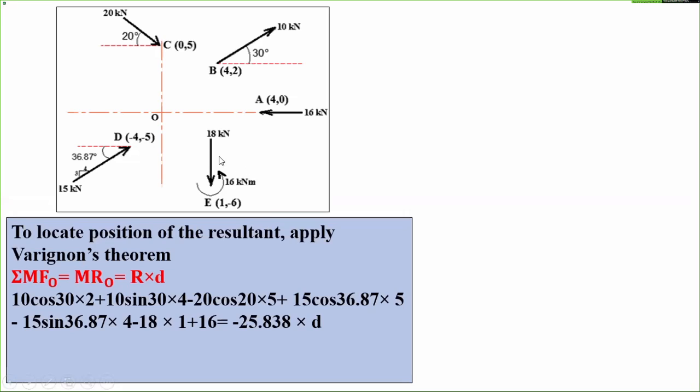That's why it is minus 18 into 1. And in a hurry, many of the students are forgetting about this couple. Nearly 50% of students forget to take into consideration this couple. This couple magnitude is given as 16 kilonewton meter, right? So as per its direction, you have to add or subtract this one. So what is the direction of the moment given here? Moment of a couple, it is anticlockwise. So anticlockwise is to be considered as positive.